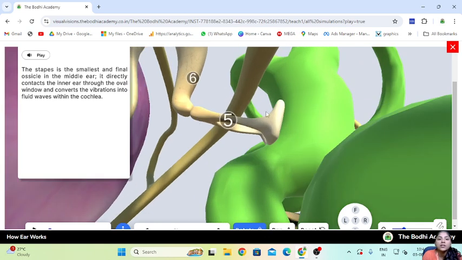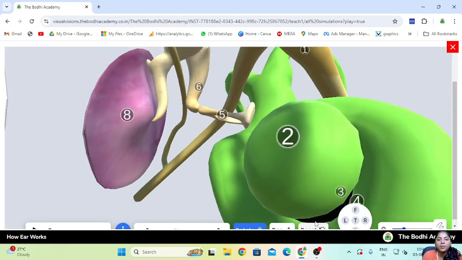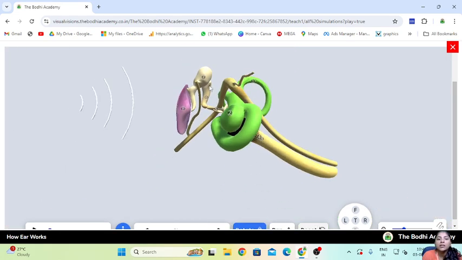Then the third one is the stapes. The stapes is the smallest and the final ossicle in the middle ear. It directly contacts the inner ear through the oval window and converts the vibration into fluid waves within the cochlea. So this stapes is the third bone in the three ear ossicles of the middle ear.